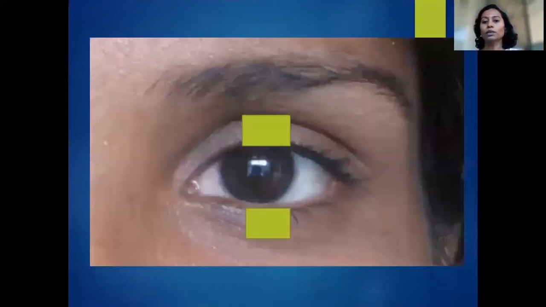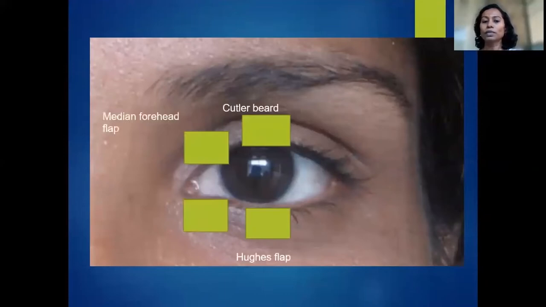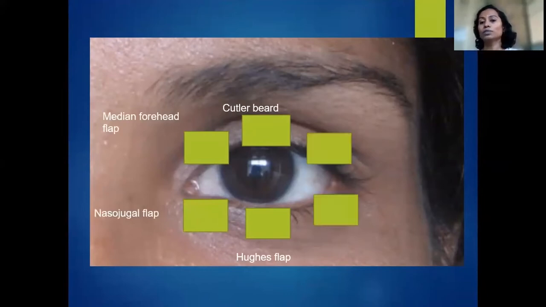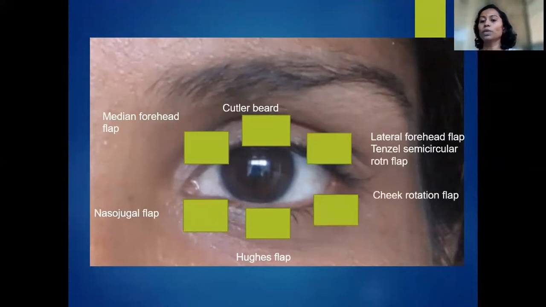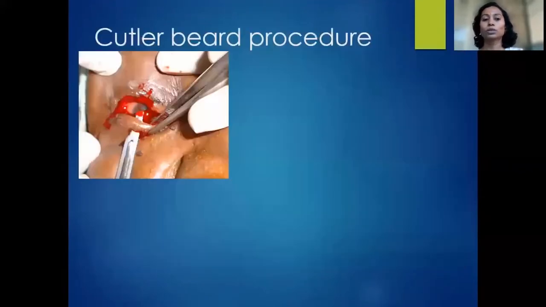Now coming to the flaps, we can use the Cutler-Beard or the Hughes flap for the central defects. For the medial defects, for the upper lid, we can use the median forehead flap, and for the lower lid, we can use the nasojugal flap. For the lateral defects, for the upper lid, the lateral forehead flap or the tenzel semicircular rotation flap. For the lower lid lateral defect, we can use the cheek rotation flap.